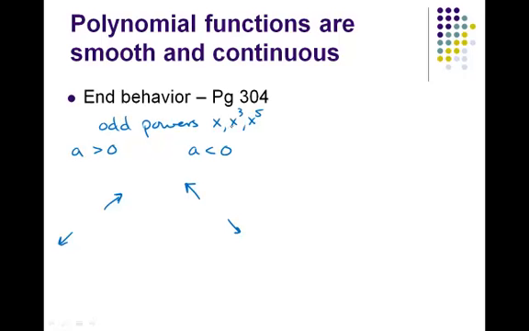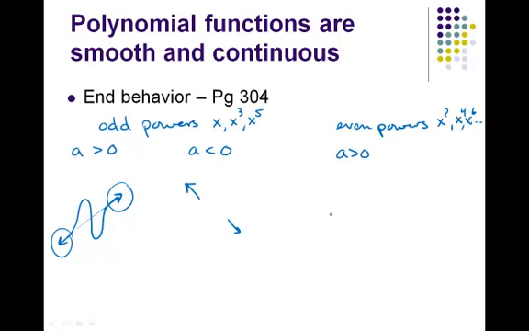Now, depending upon the power, this might be a straight line. It might be something that has some loops in it. We don't know. All we really care about here is what happens at the end of the graph. Even powers act like a parabola: x squared, x to the fourth, x to the sixth, etc. Here, if the leading coefficient is greater than 0, both ends go up. And here, if the leading coefficient is less than 0, both ends go down.